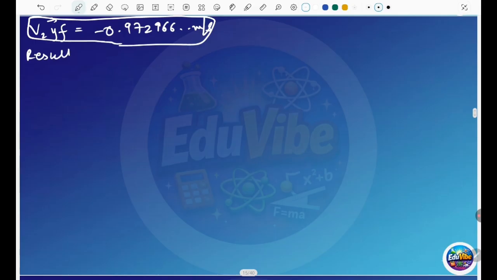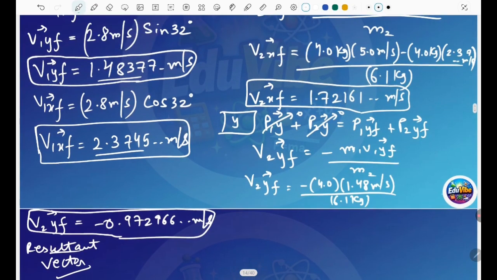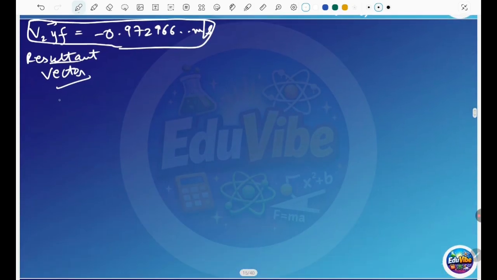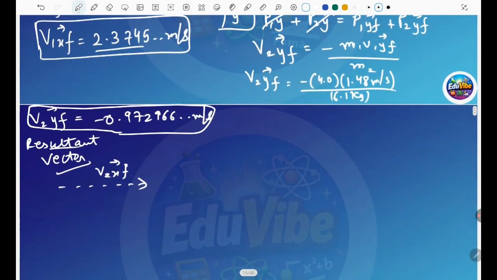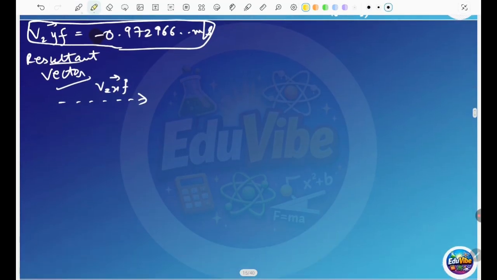So for the resultant vector, V1H final is positive, so this means east. So we have this in east, that V2x final, but V2y, y is in north, and this is now negative. So this is negative, we have to take this in the opposite direction, which is south. So this is going south, V2y final. And we have to find this V2 prime vector.